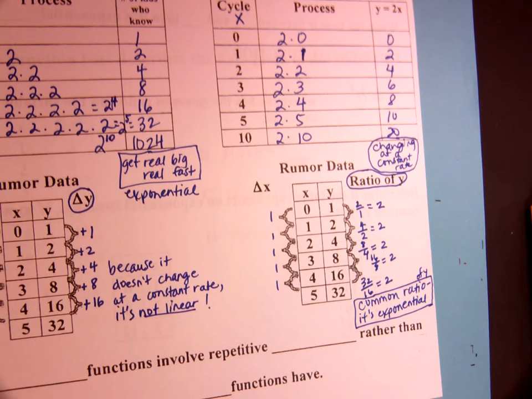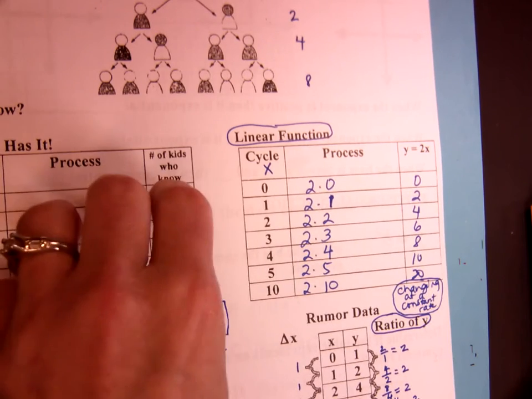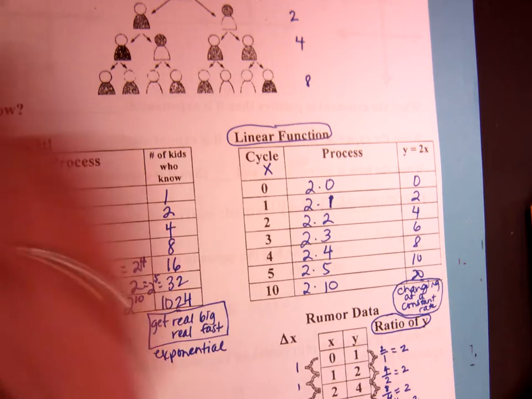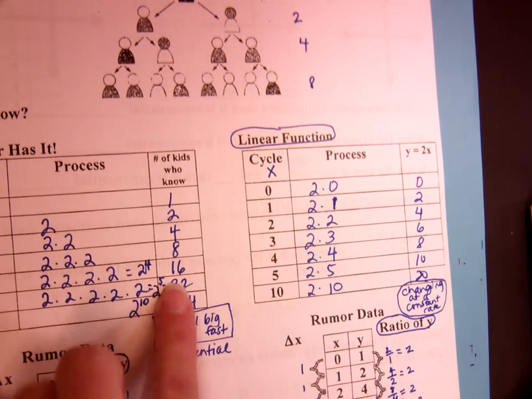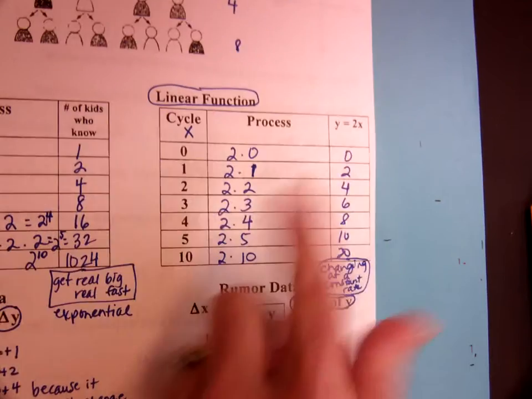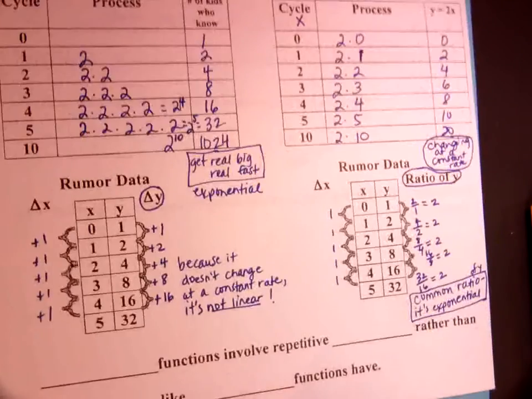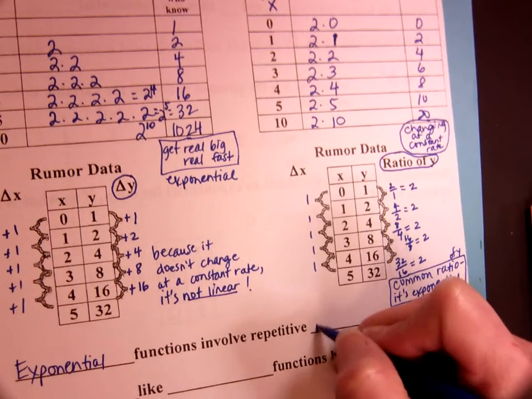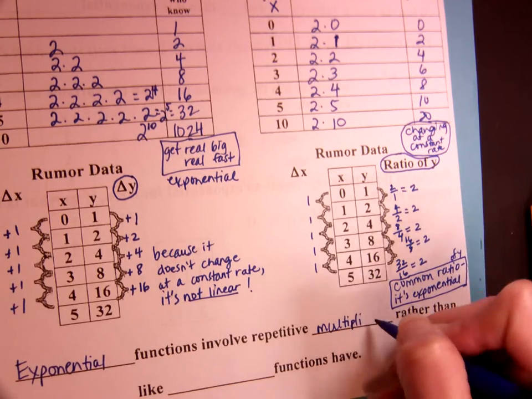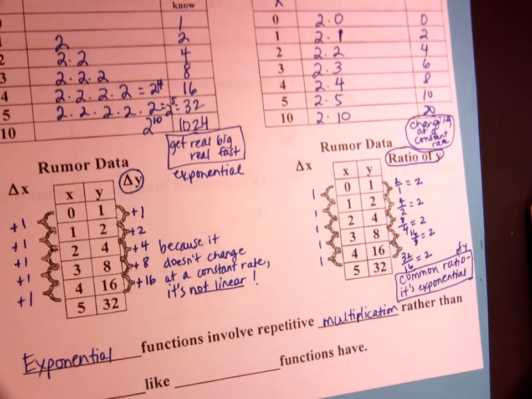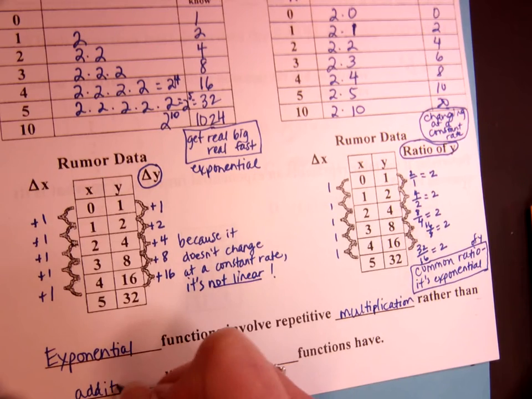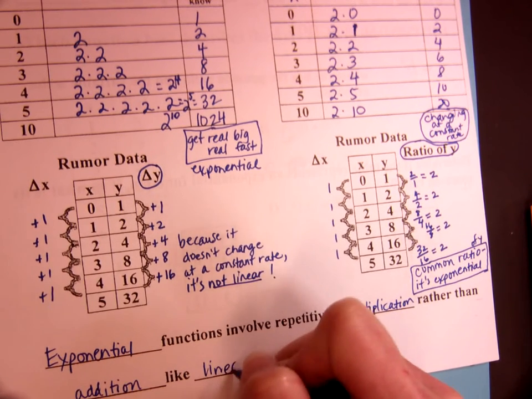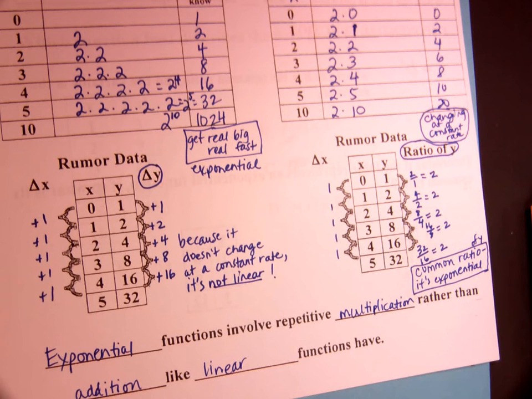So if we were going to compare exponential functions to linear functions, let's talk about the difference. Exponential functions, what did we do? We multiplied by 2 each time. What did we do in linear functions? We added 2 each time. So exponential functions involve repetitive multiplication, where linear functions involve repetitive addition.